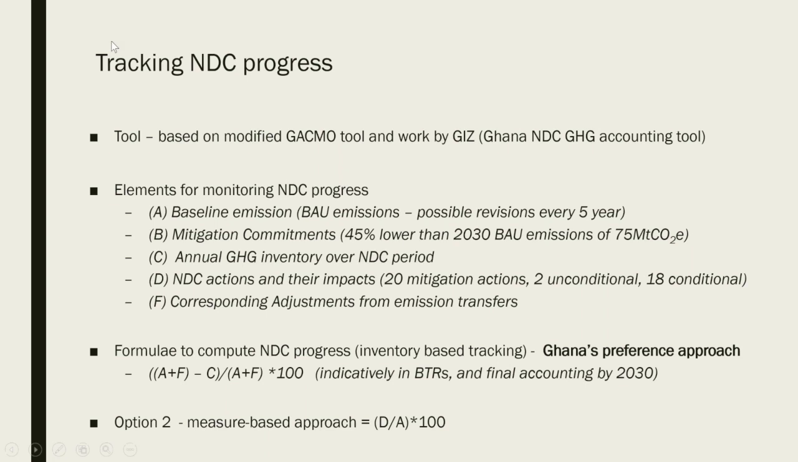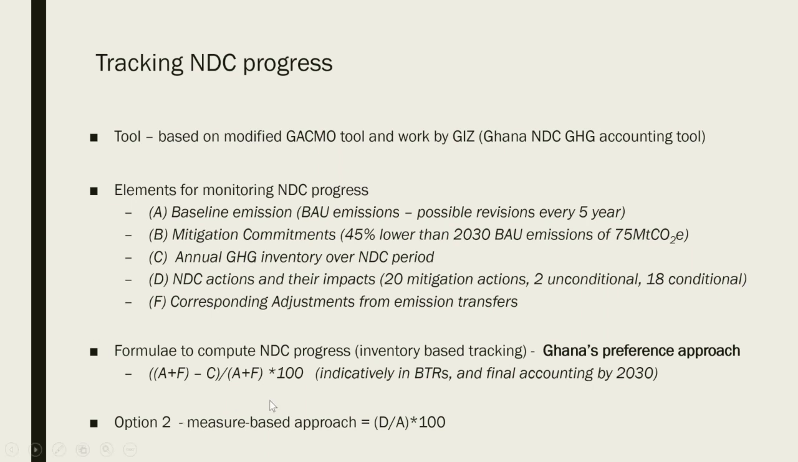So it means that we need to have these five very fundamental elements. The first one is our baseline emissions. The second one is our mitigation commitment. The third one is our annual GHG inventory over the NDC period. The fourth one is the individual or the aggregate NDCs and their effect. And then the fifth one is any corresponding adjustment that would come from emissions transfers out of the country.